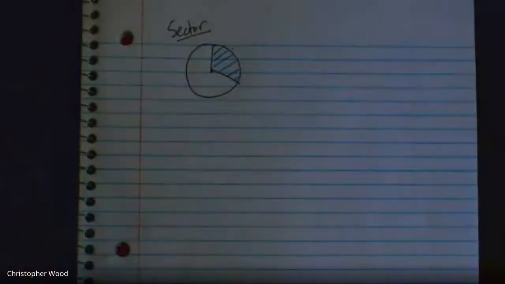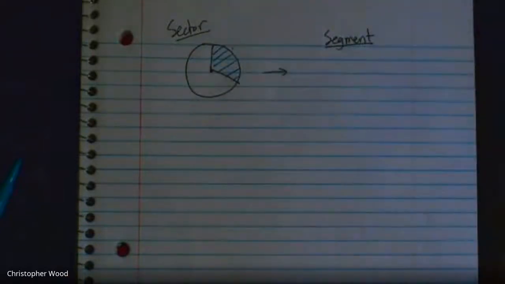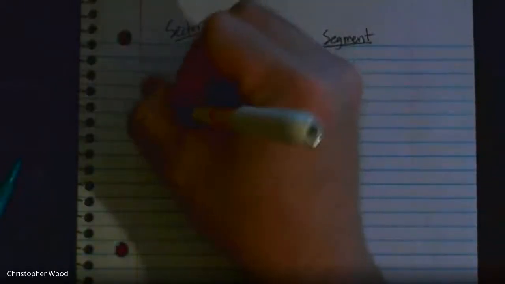So sectors are pieces of circles. Okay, sectors are a piece of a circle. Let me redraw that. So a sector is a piece of a circle, right? We have this whole space right here. That is what we would call a sector. A segment is even smaller. A segment becomes a piece of a sector. So a sector is a piece of a circle.